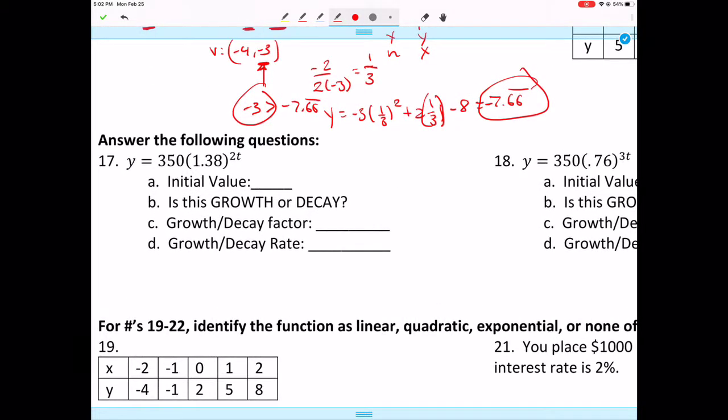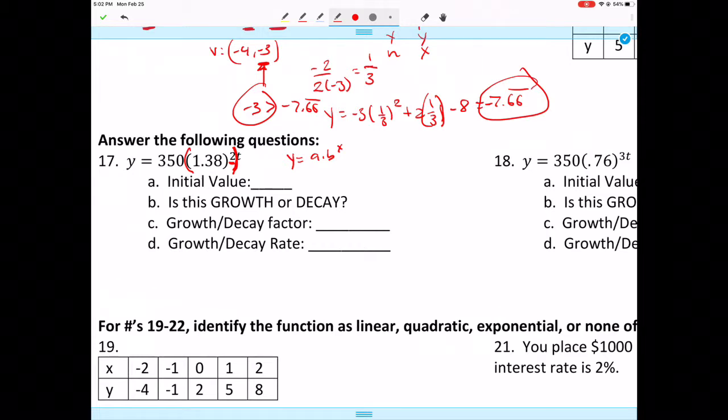Next, 17 and 18, we need to answer the following questions. So this is an exponential function, which is y equals a times b to the x. But remember, whenever you have a number in the exponent, we need to simplify it. So we would want to find out what 1.38 squared is.